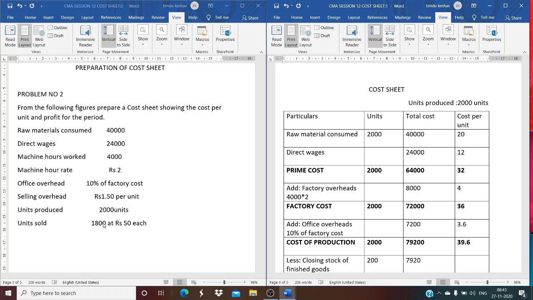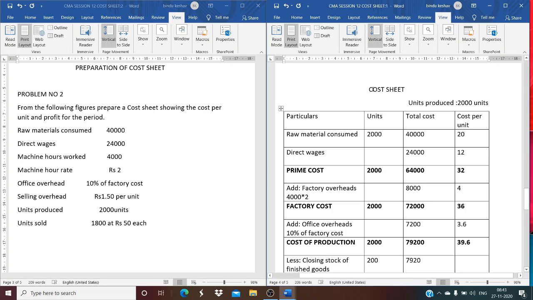When they are not sold, it is the closing stock of finished goods which will be sold next year. So this year it will be remaining in the stock itself. So 200 units will be remaining in the stock, which is the closing stock of finished goods.